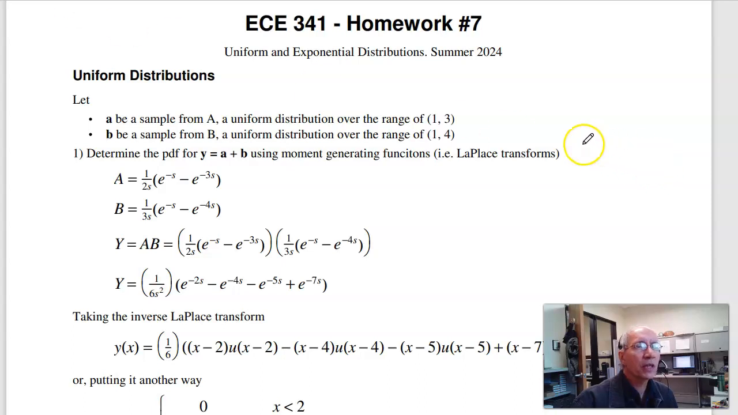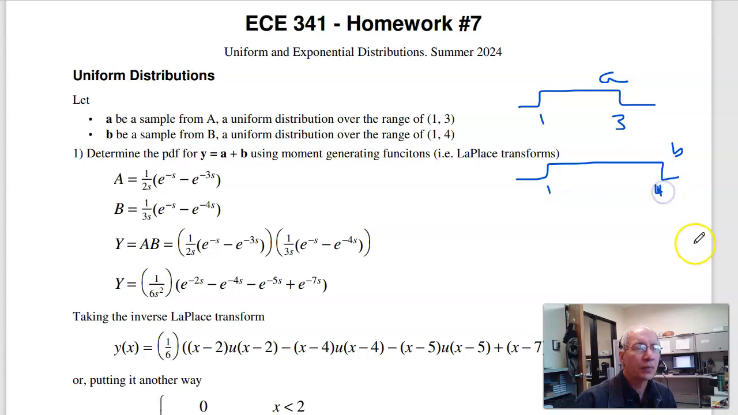So suppose I've got two variables, A and B. A is the uniform distribution between 1 and 3. B is a random number between 1 and 4. What is the distribution of A plus B? Well, I could do that by using convolution by hand, using convolution in MATLAB, or multiplying Laplace transforms.